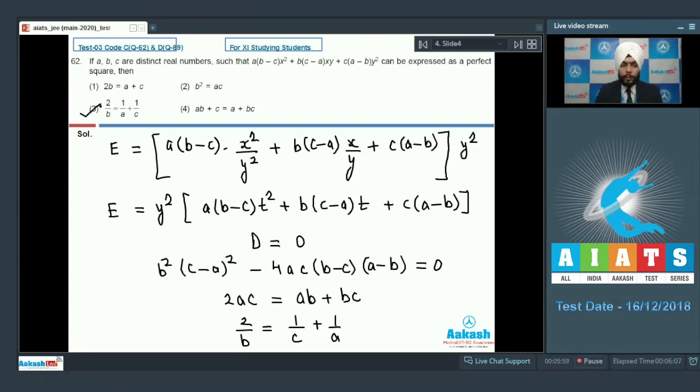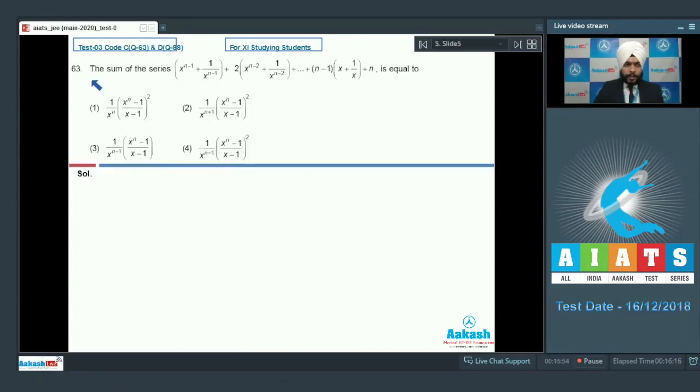Okay, let us move on to the next question, that is 63. Question number 63 says that the sum of the series x raised to power n minus 1 plus 1 upon x raised to power n minus 1, 2 into (x raised to power n minus 2 plus 1 upon x raised to power n minus 2), and so on till (n minus 1) into (x plus 1 by x), plus n. Here it should have been x raised to power 0 plus 1 upon x raised to power 0, that is 1 plus 1, that should be 2, but here it is not 2, so we will not include this particular term in the series. What are we going to do?